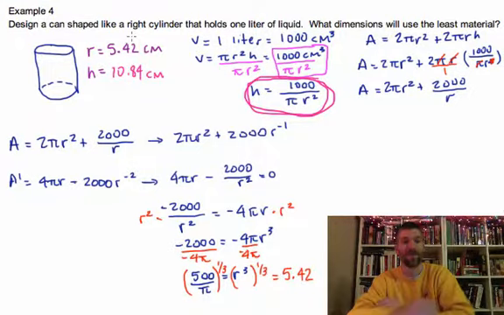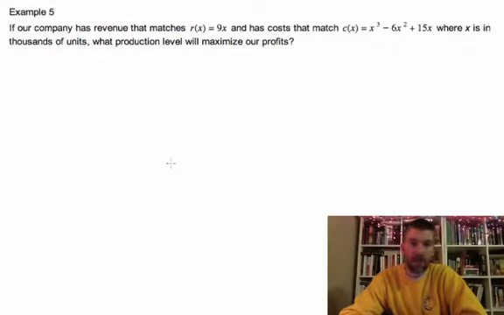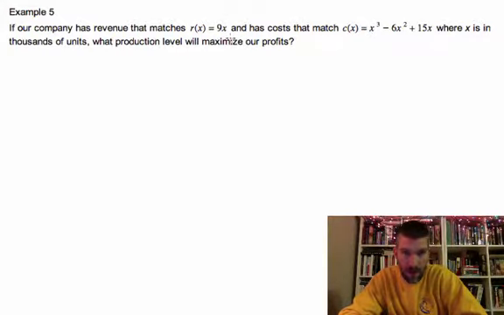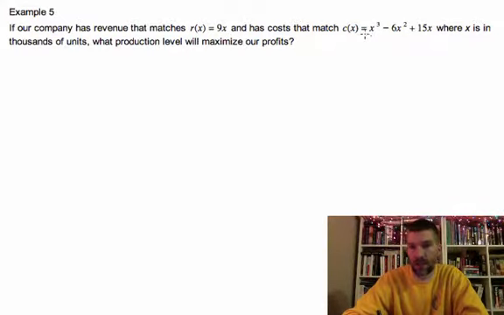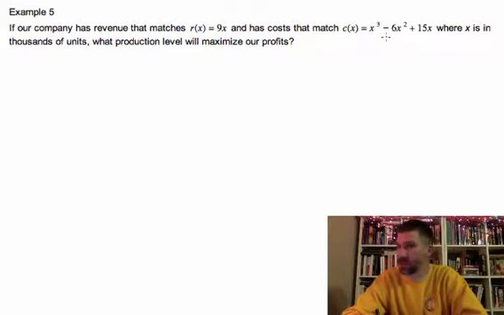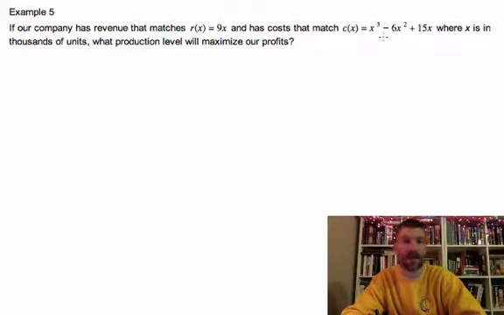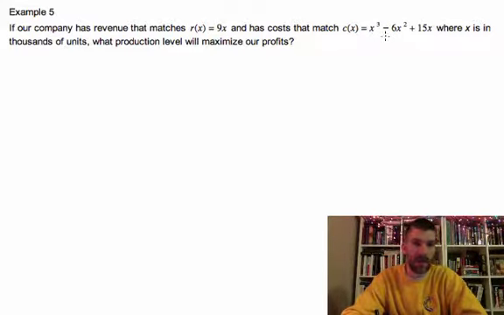And this then is the dimensions of our right circular cylinder that uses the least amount of material for the surface area. All right, our company, Bulldog Manufacturing Inc., has revenue that matches this equation right here, R of x equals 9x, and it has cost that matches this equation right here, where C of x is equal to x cubed minus 6x squared plus 15x, where x is in thousands of units. I'm thinking twinkling Christmas festive holiday lights, okay? What production level will maximize our profits?